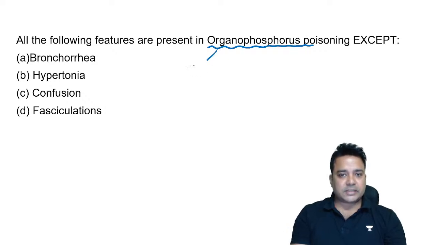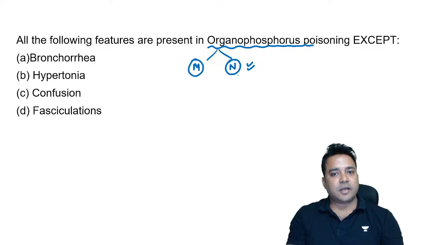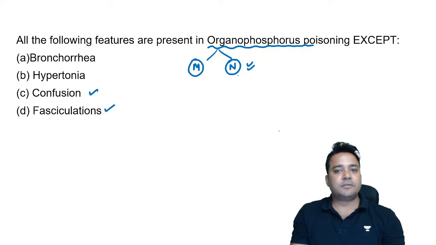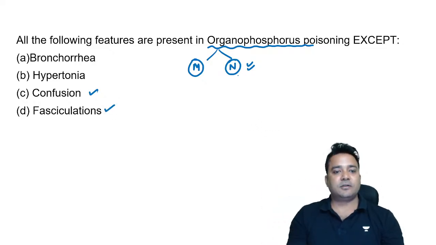OPC poisoning has muscarinic features and nicotinic features. Nicotinic features are mainly muscle fasciculations. Finally, the muscles become paralyzed, and obviously the patient will be under some confusion about what is happening in their body. So yes, confusion and fasciculations are seen. Fasciculations and finally muscles get paralyzed. So how will the muscle tone be? It will be decreased, right? So hypertonia won't be seen.